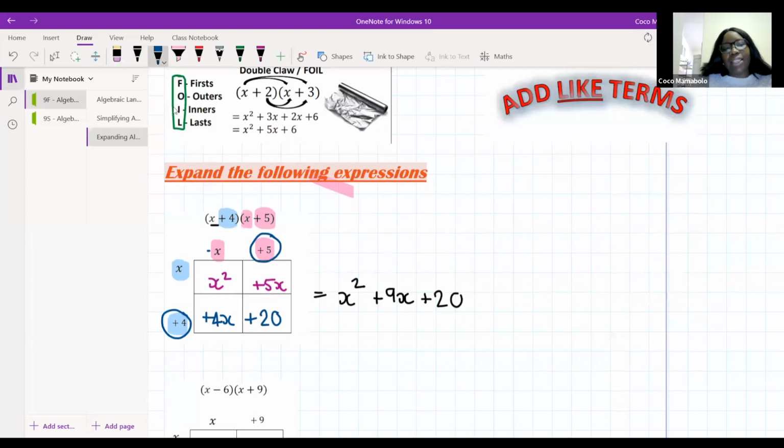Okay, and then Leanne says, how did you get the 9x? Leanne, I took the positive 4x and positive 5x because they are like terms. They will always be diagonal from each other. We're going to add them or minus them. It depends on what's happening. I've got positive 4x plus 5x will give us positive 9x.